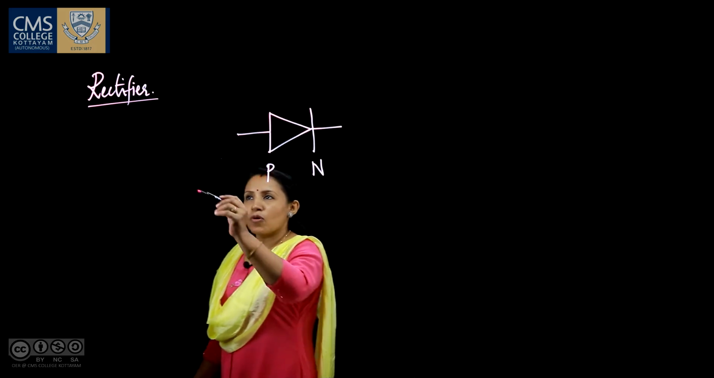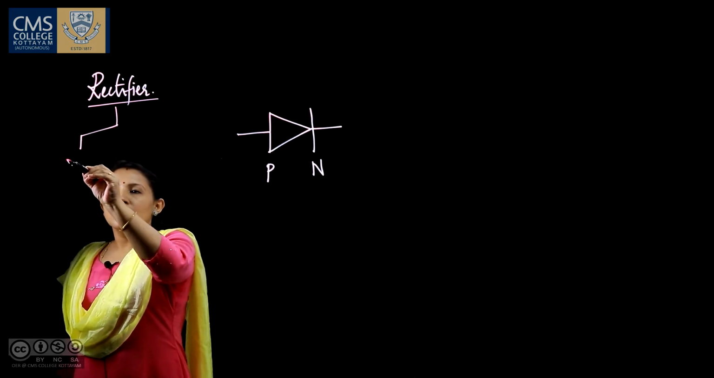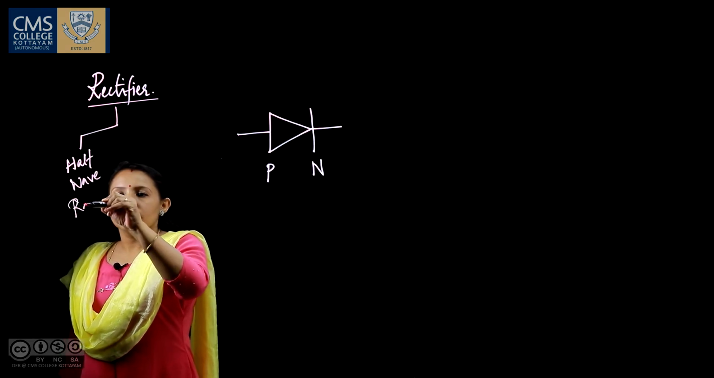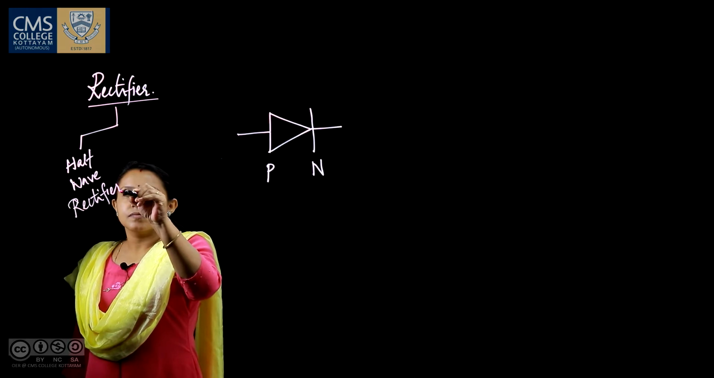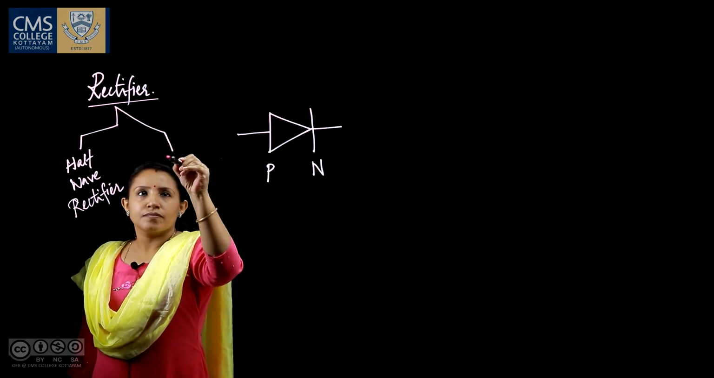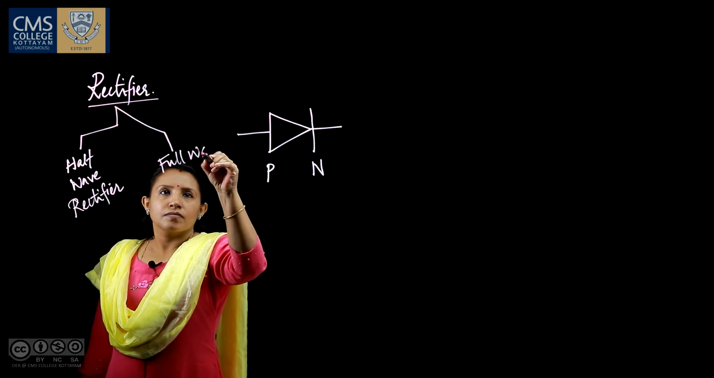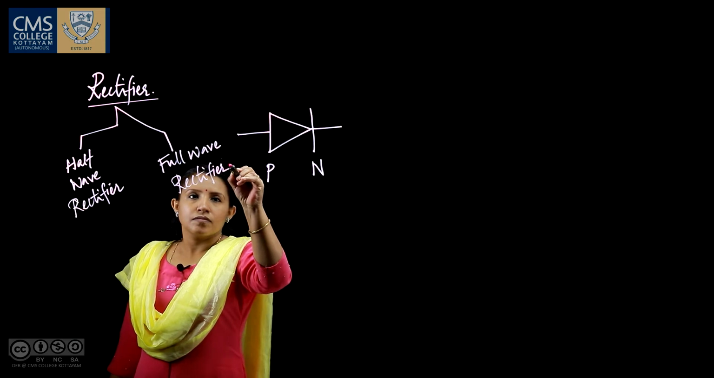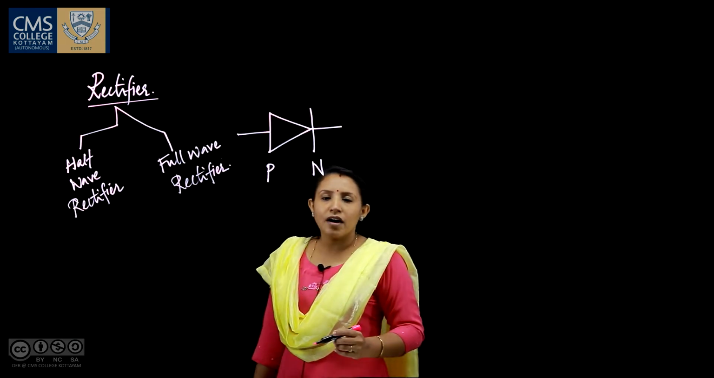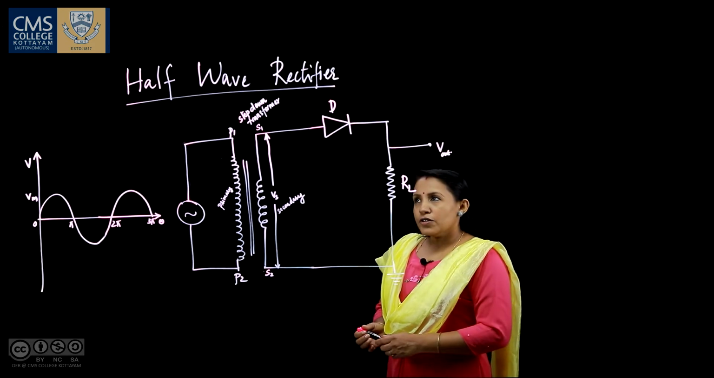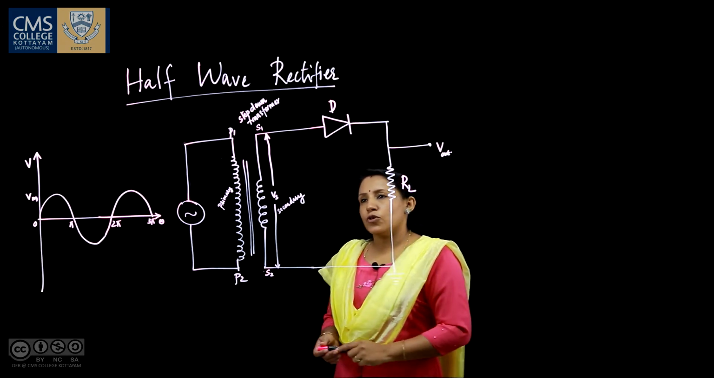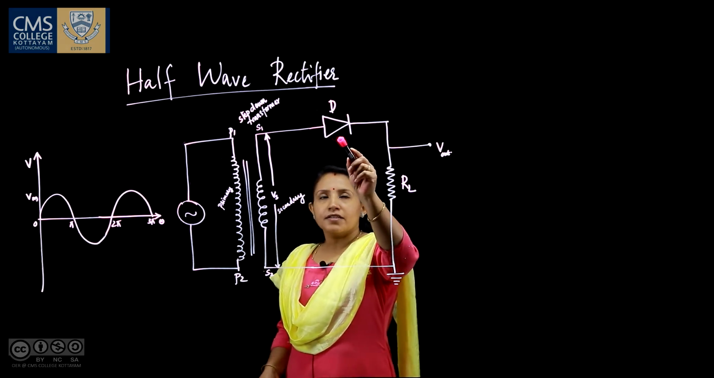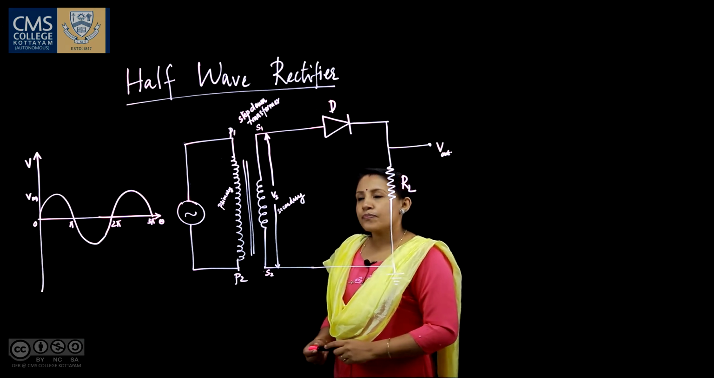The rectifiers can be broadly classified into a half wave rectifier and a full wave rectifier. So, we will be dealing with the half wave rectifier in this video. The circuit diagram of a half wave rectifier is as shown in the figure. It consists of an alternating source, a step down transformer, a semiconductor diode, and a load resistance RL.